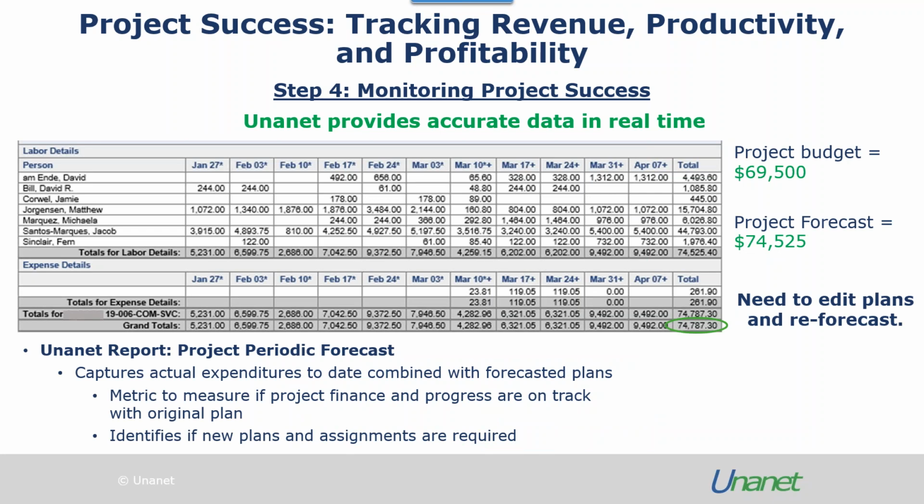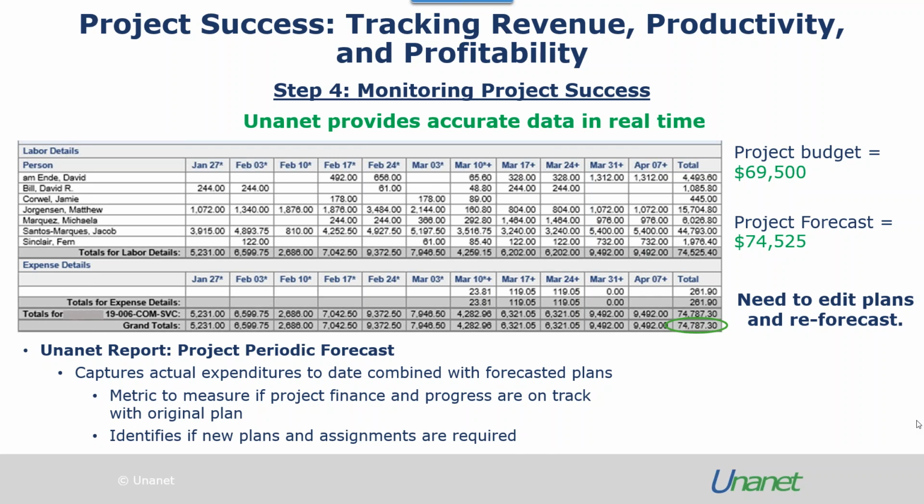On the next slide, we have another report that we frequently use to make sure we're still on target with the budget, and that's the Project Periodic Forecast Report. This report captures your actual expenditures to date combined with forecasted plans. If you look at the table, the weeks that are denoted with a star represent actual data. Up to the week commencing the 3rd of March, this is taken in real costs. Then the week of March the 10th, it's using a combination of actuals for the day around the report plus plans for the rest of that week.